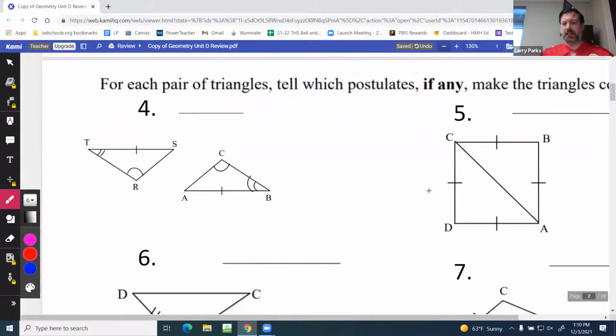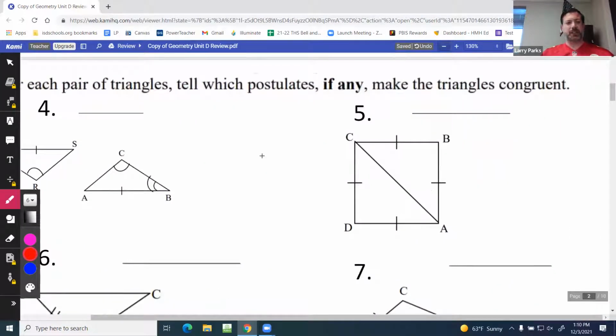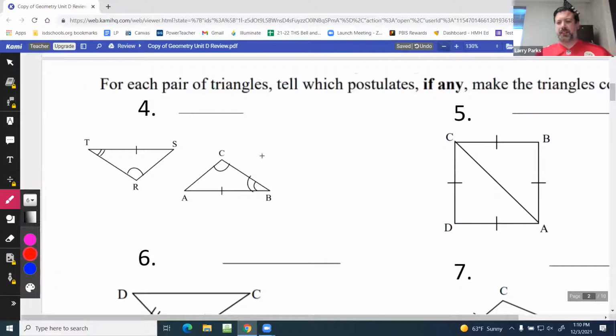For each pair of triangles, tell which postulates, if any, make the triangles congruent. So this is where we're going to use SSS, SAS, and so on. So let's look. First thing I know, I got 3 pieces of information.